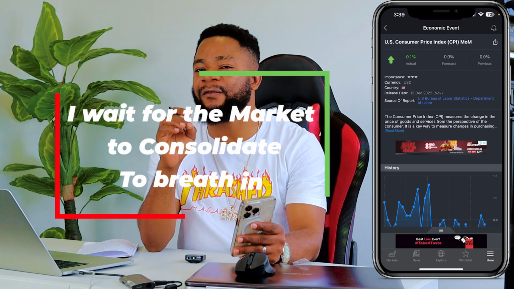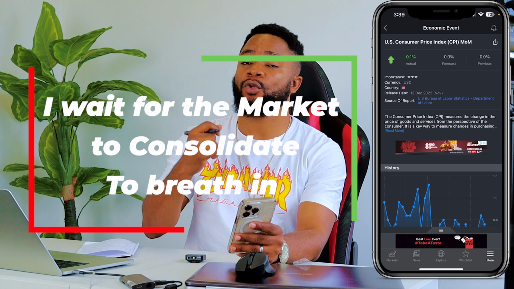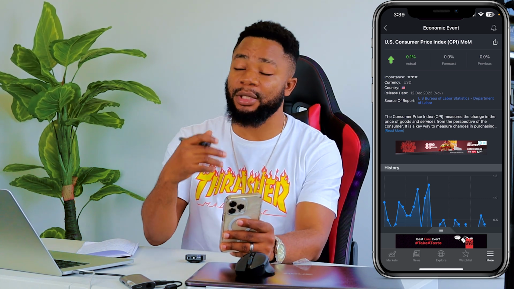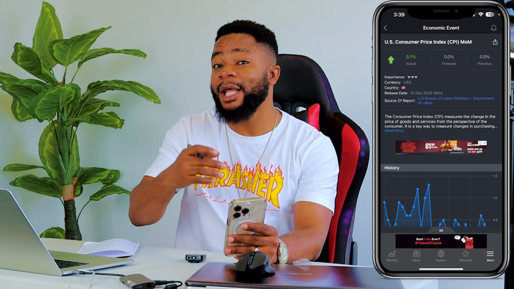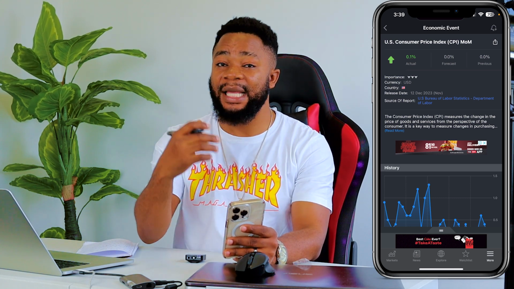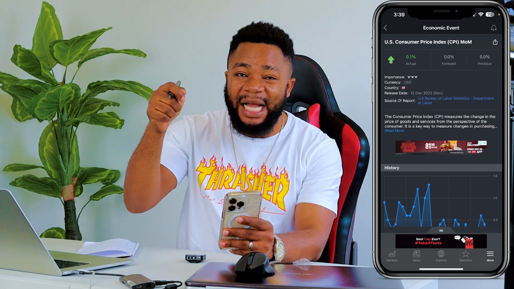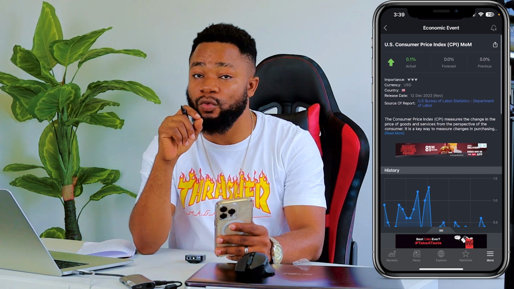So I wait for the market now to consolidate, to breathe in, because you know the market always breathes out, breathes in, breathes out, breathes in. So what I wait for is the market to consolidate a little bit against the normal trend, and as soon as I get the first red candle after that, I'm going to be getting into that particular trade.